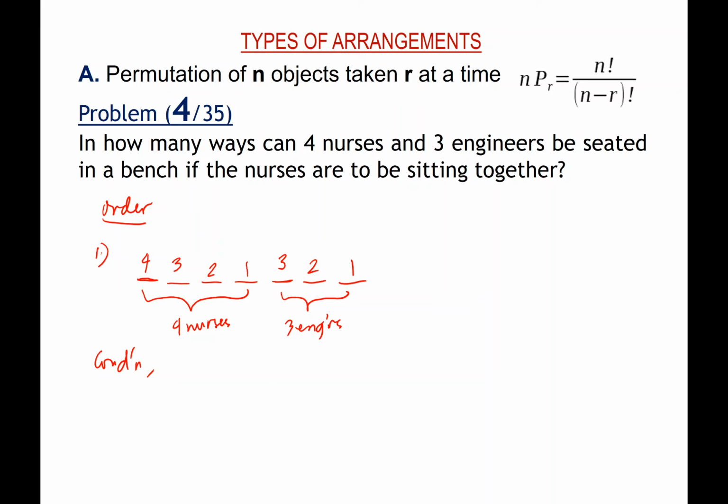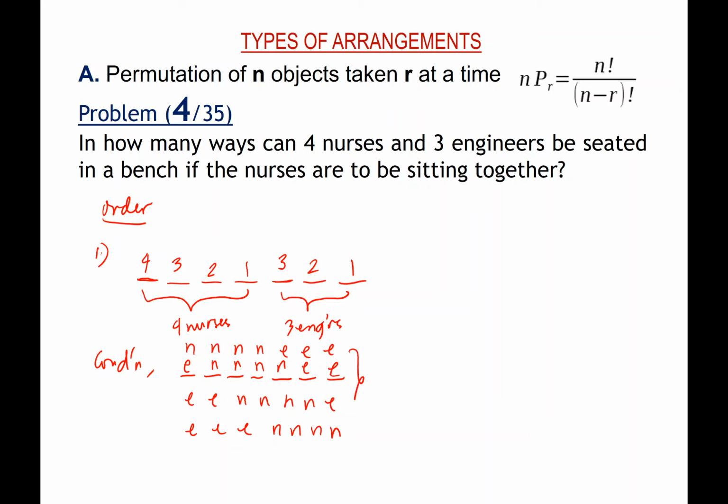because these four nurses can also be seated like this. Sorry, you have 4 nurses, then you have 3 engineers. It can also be like this: engineer, nurse, nurse, nurse, nurse, engineer, engineer. And also engineer, engineer, nurse, nurse, nurse, nurse, engineer, and also this one: engineer, engineer, engineer, then nurse, nurse, nurse, nurse. So the original is nurse, nurse, nurse, nurse, engineer, engineer, engineer.